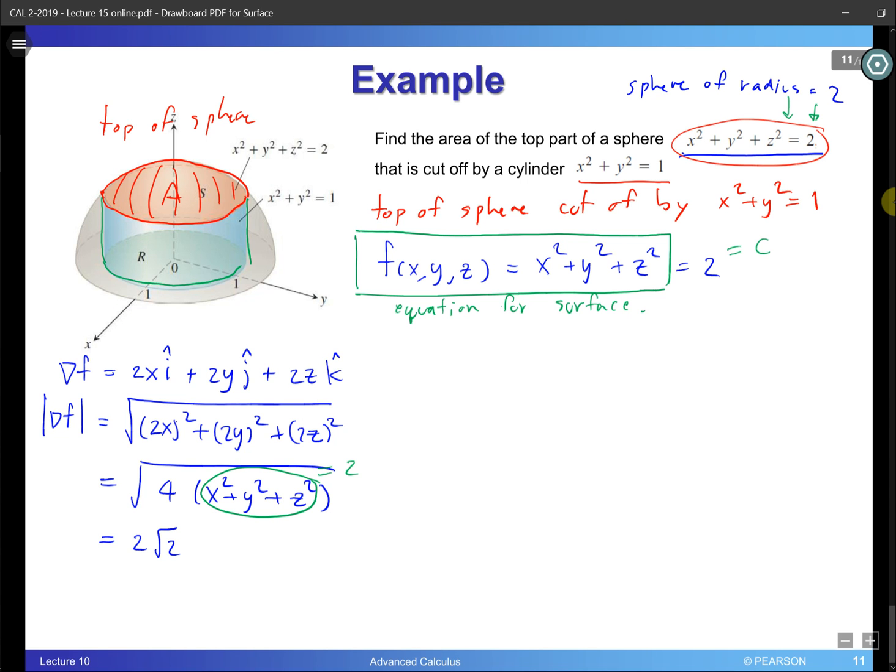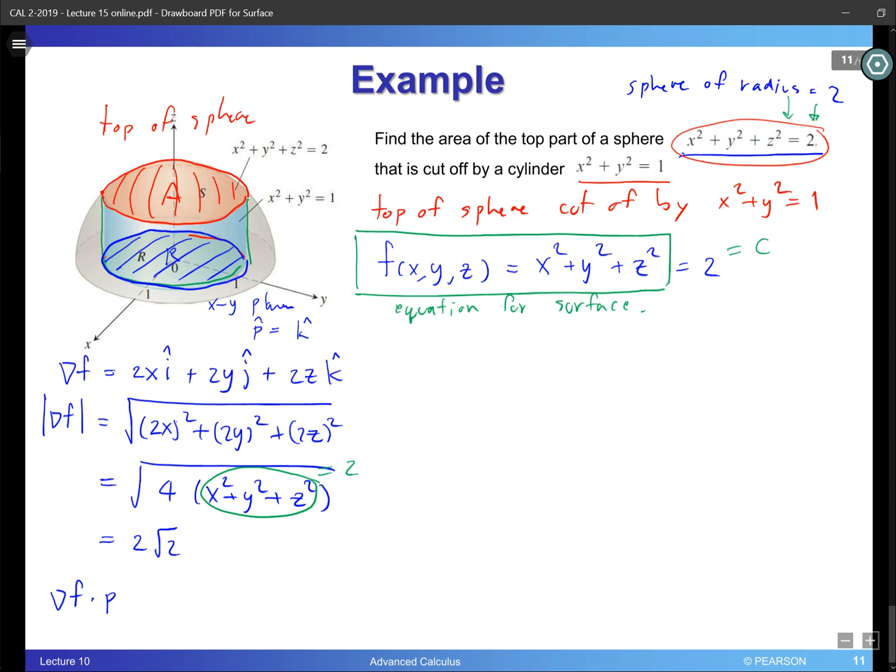Now, we need to find the gradient of f dot p. P here, once again, we are looking at the shadow or projection that looks like this. Let's take a look here. This is the projection on the xy plane, right? Projection of this cap at the top of the sphere. This is R, and R is on the xy plane, which means that vector p has to be orthogonal to the xy plane, and that has to be vector k.